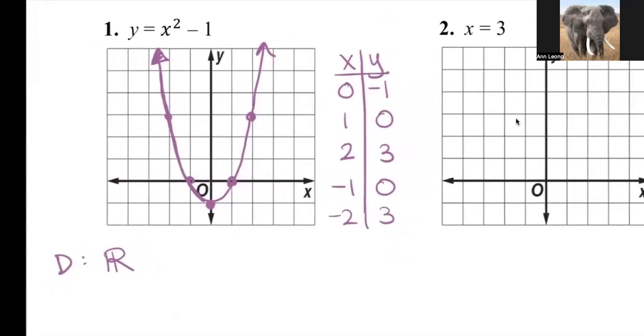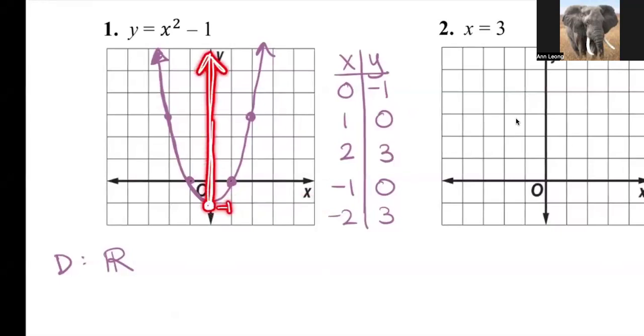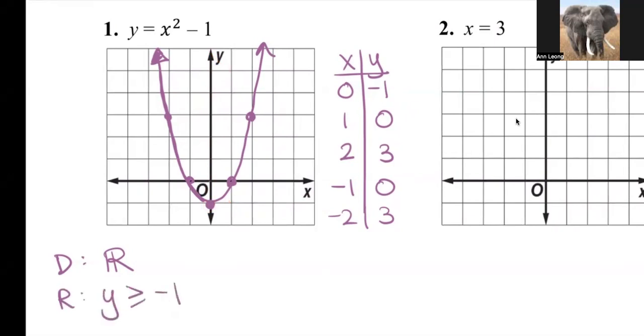For the range, I'm looking at what y values are on the graph. So I'm scanning along the y-axis, and I don't have graph, I don't have graph, I don't have graph, until I hit this -1 right there, where y is -1. So I have graph everywhere from -1 and up. So that was going to be my range. Y is greater than or equal to -1.